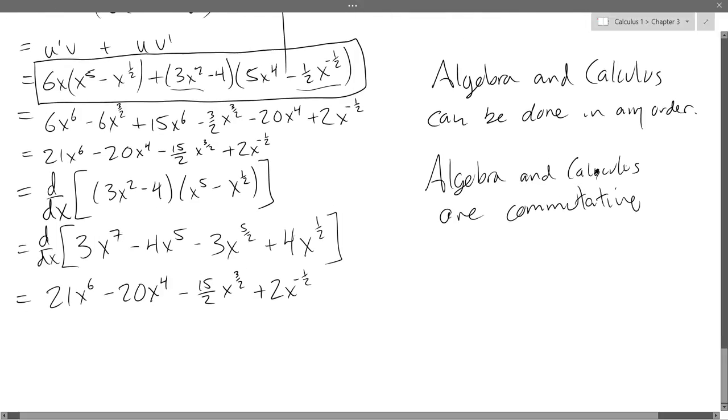So sometimes it's better to just take the derivative of the original without doing any algebra and clean up at the end. Sometimes it's better to clean it up at the beginning as best you can and then take your derivative afterwards.